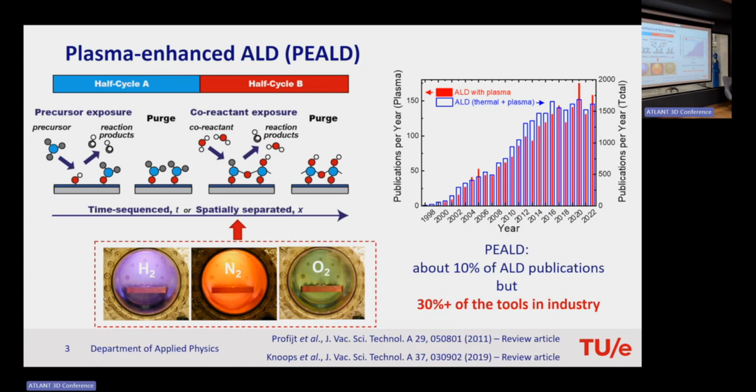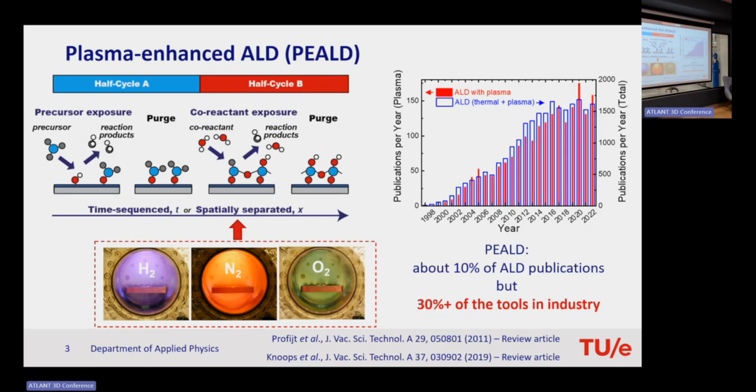And this method is actually now very important. If you look at the number of papers published per year, as you see on this plot here, it's about 10% of the overall number of papers published on ALD. So 10% is not that much, although it's still significant.